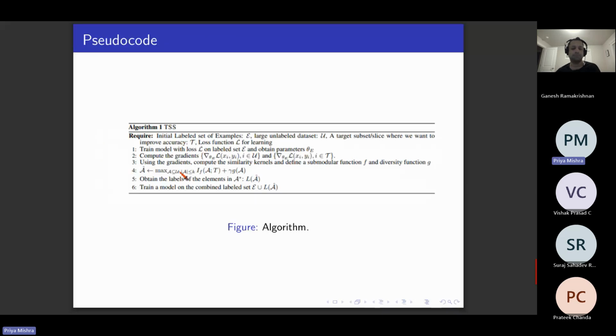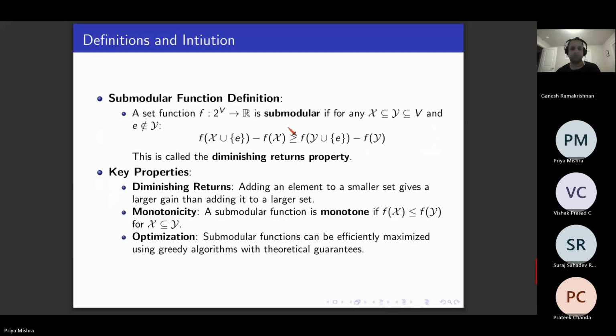And regarding the SMI properties, for a submodular function the key properties are that it should satisfy the diminishing returns equation, and it should be monotonic in nature. Like if x is a subset of y, then f of x should be less than or equal to f of y. So these are the two key properties of it.